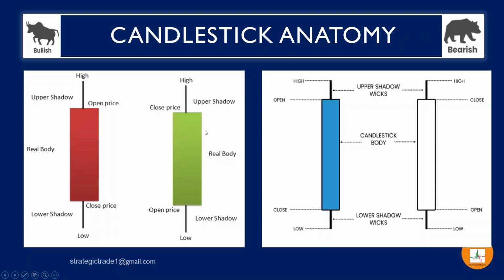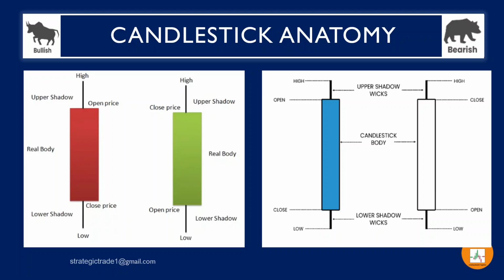It is the same way. This is the red and green we have shown here. In the same way, sometimes we have hollow candles, white and blue or white and black, whatever it is. Some people say shadow, upper shadow and lower shadow. Some may say wick also, upper wick or lower wick. This solid area we can call the candlestick body. That is the anatomy of the candle.